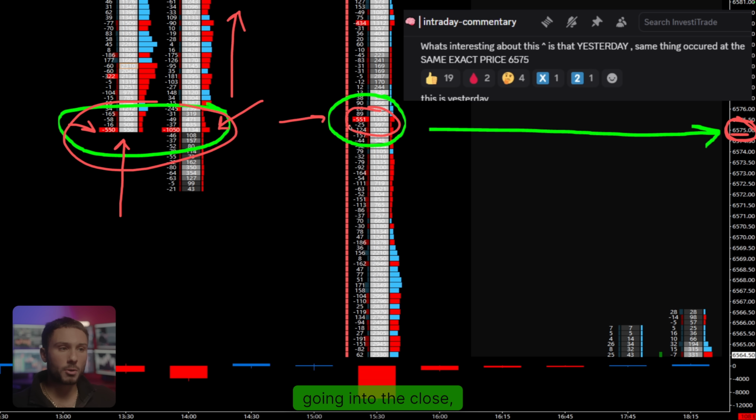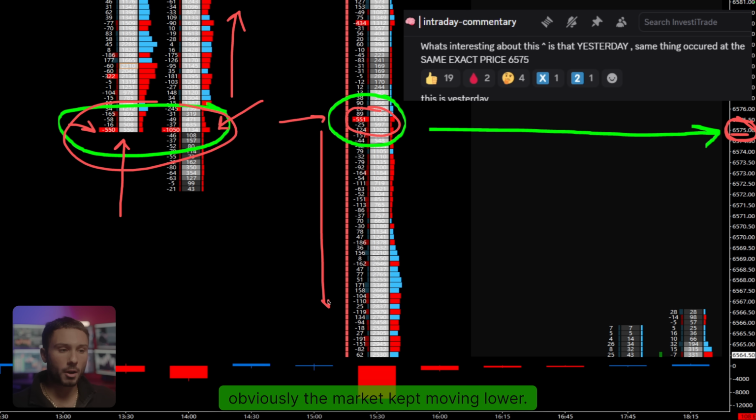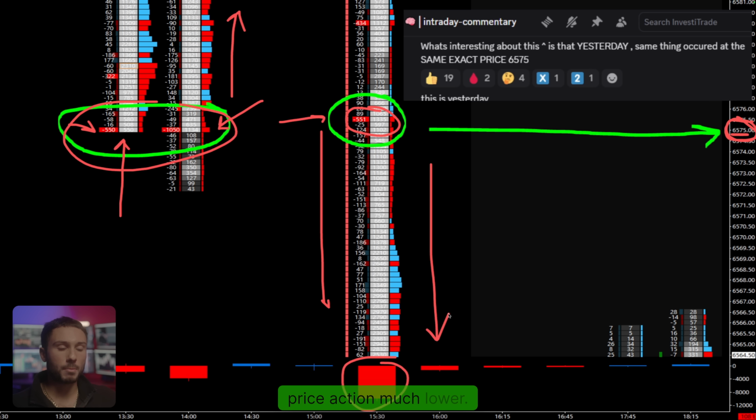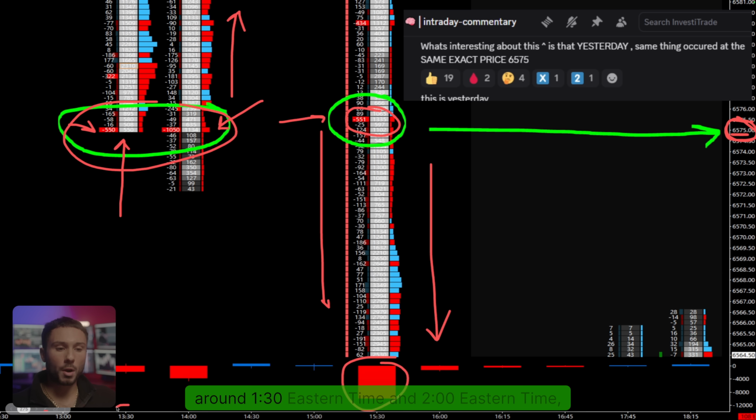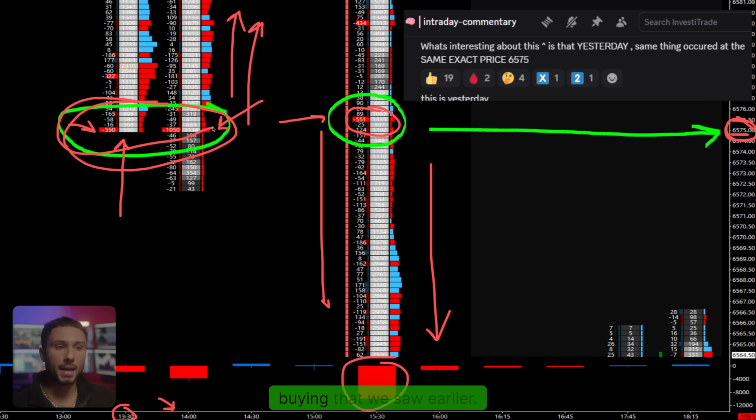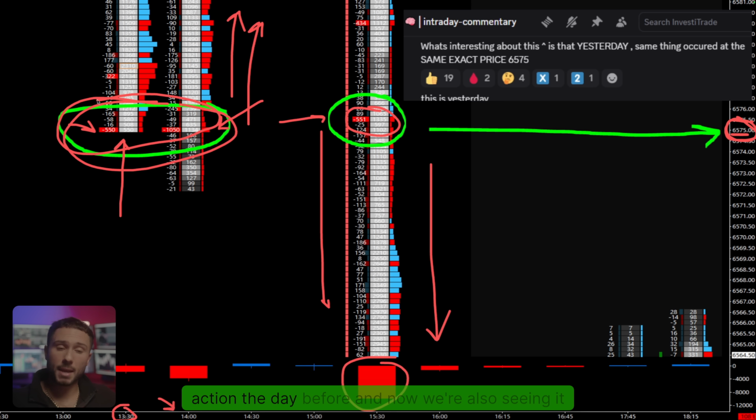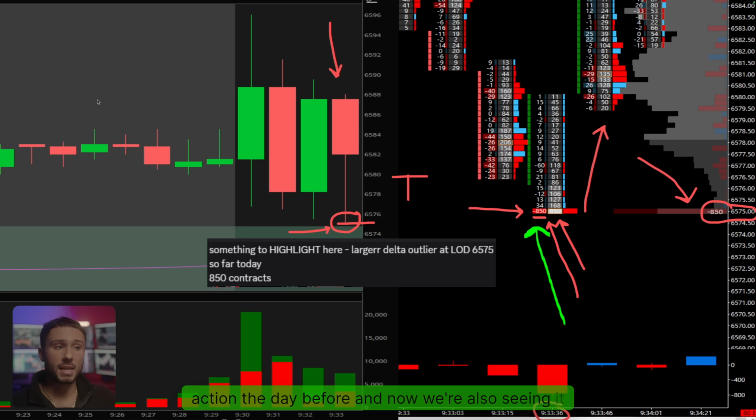Now, going into the close, obviously the market kept moving lower. We could see that with the negative delta bar and the increase, price action much lower. But previously, around 1:30 Eastern time and 2 o'clock Eastern time, the market did rally from the significant passive buying that we saw earlier. Now, why this is important is because we see this action the day before, and now we're also seeing it on an intraday basis on the next session.